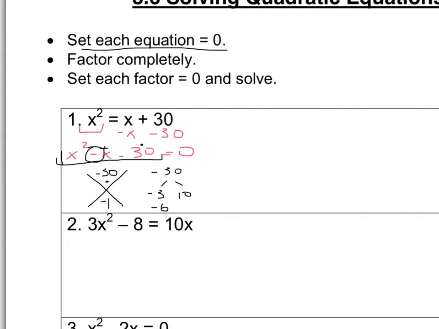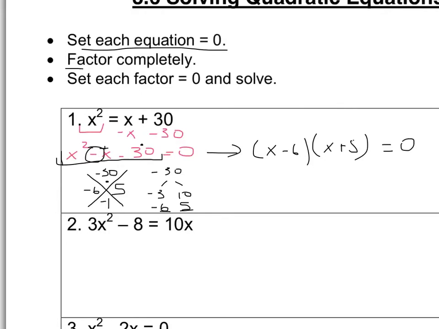Negative 6 and 5. So I think negative 6 and 5 are the right answers. As you can see, if you multiply them, you do get negative 30. If you add them, you get negative 1. So negative 6 and 5 are the two numbers you're looking for. So to factor this, you put (x minus 6)(x plus 5). Remember, you usually divide by a, but since a is 1, it's not going to change your answer. So this is all equal to 0.